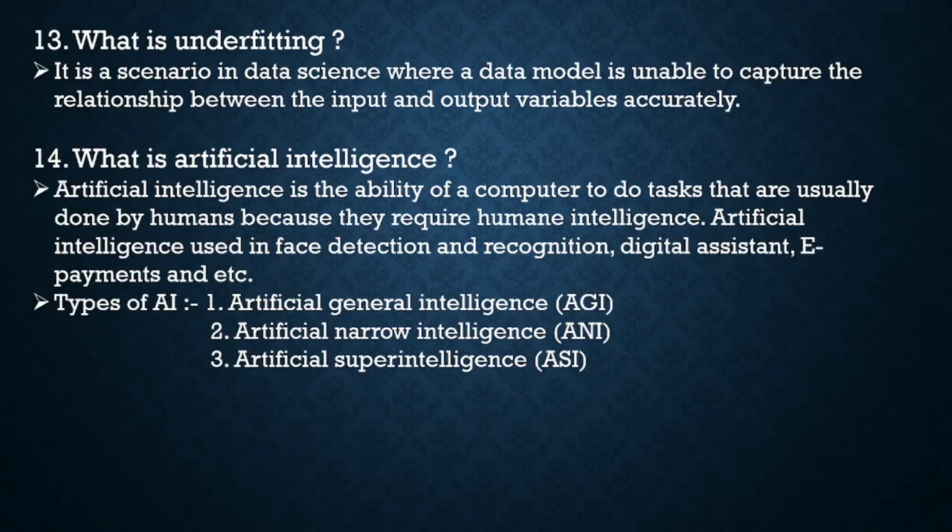Question number 14. What is artificial intelligence? Artificial intelligence is the ability of a computer to do tasks that are usually done by humans because they require human intelligence. Artificial intelligence is used in face detection and recognition, digital assistants, and e-payments. There are three types of artificial intelligence. First one is artificial general intelligence. Second is artificial narrow intelligence. And the last one is artificial super intelligence.